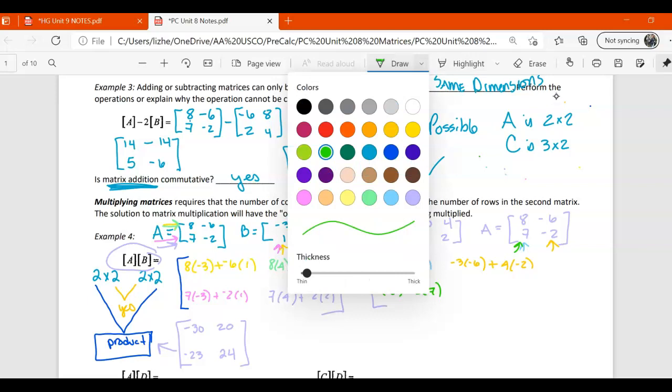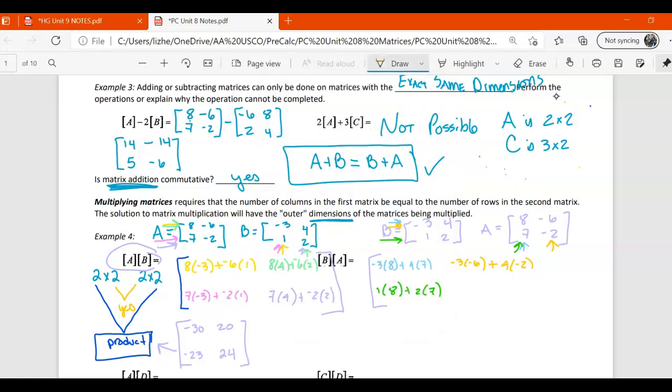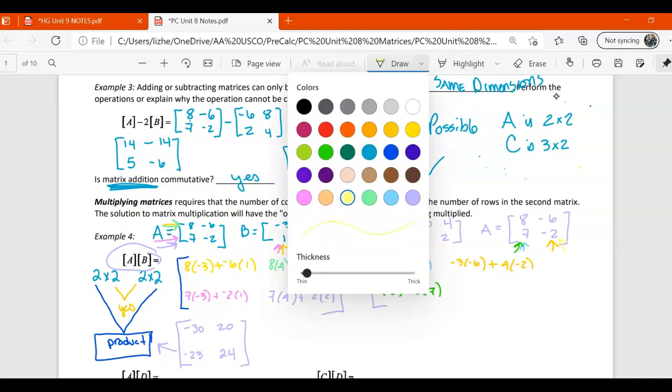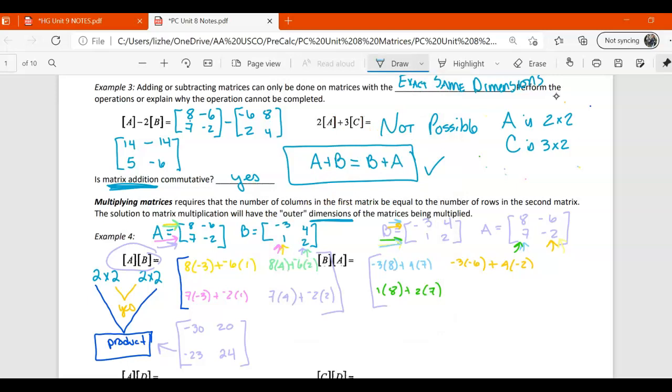And then finally we have another color. I already used that color. I'll use that color. Okay. And now we have second row. Well, you can't even see that color. I have to change that. I can't see it. Maybe you can see it. You guys all have young eyes. All right. There we go. So I have 1 times negative 6 plus 2 times negative 2.